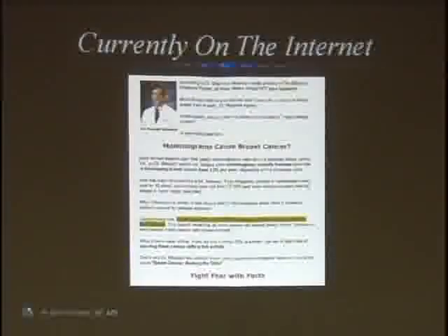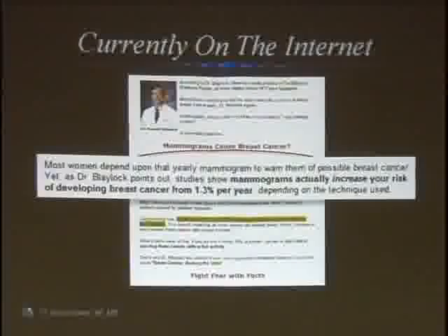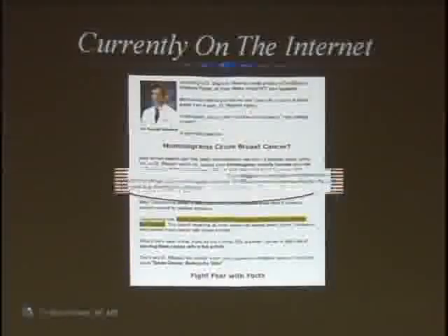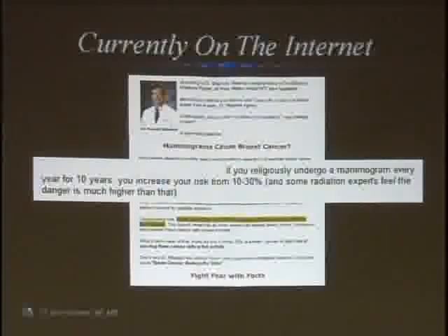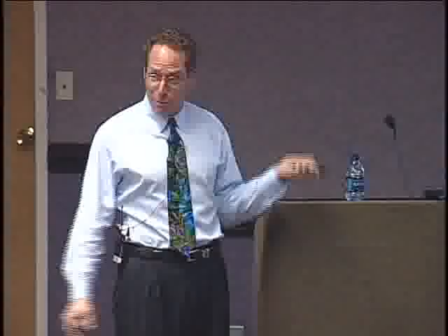And I had a patient walk in with this: mammograms cause breast cancer. This guy's a doctor. Doctor, you're about to do a mammogram on me? Wait a minute, this guy says they're no good. Well, he says right here on his site, most women depend on that yearly mammogram to warn them about possible breast cancer. Yet, Dr. Blaylock points out studies that mammograms actually cause breast cancer, increasing your risk 1 to 3% a year. Well, you do the math. At 1 to 3% per year, and you get 10 mammograms from 30 to 40 or 40 to 50, oh my gosh, he says your risk is now 10 to 30%. What's the cutoff for high risk? 20%. Oh my God, mammograms make you a high risk patient.